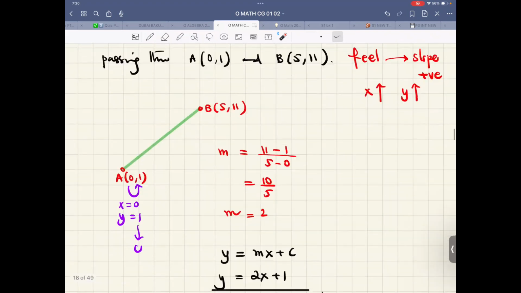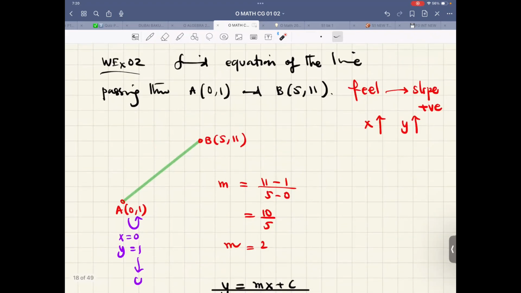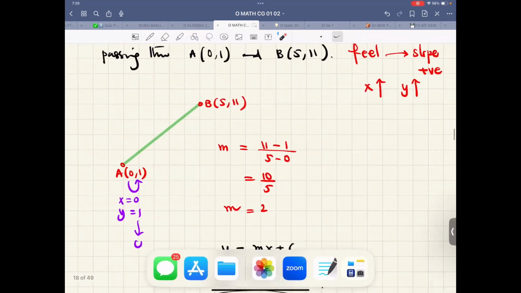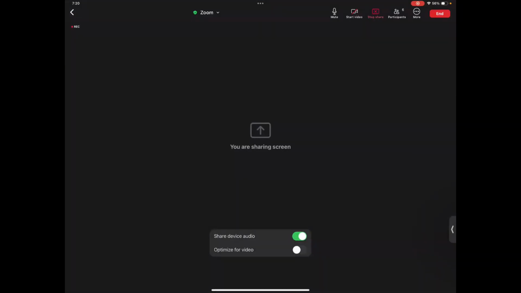So now let me take a 5-minute break so that you can copy this down in your register. Let me send you the images. I'll pause the recording for a few minutes.